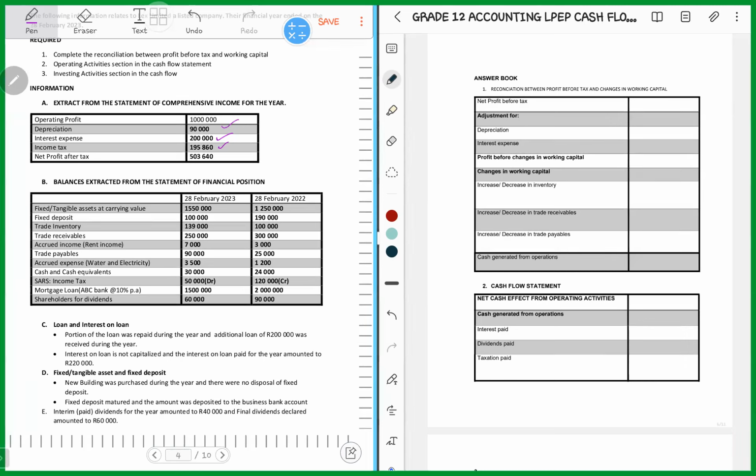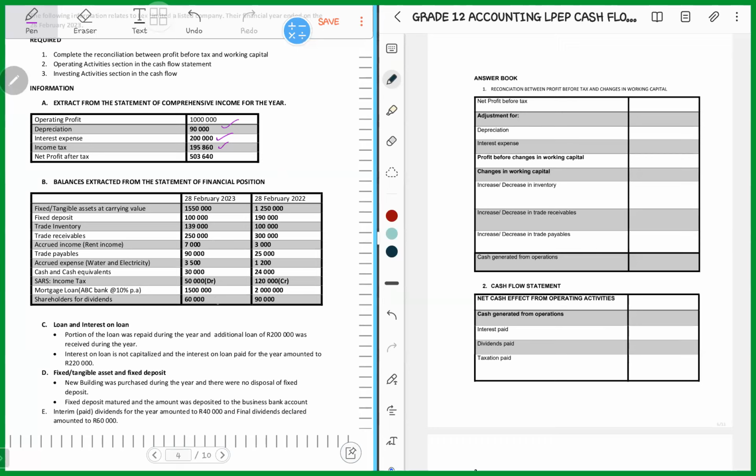Then we have trade inventory. Like before, it has increased. Any increase in trade inventory, it's a what? It is an outflow. Then we have accrued income this time around. Before that, we have the trade receivables. If you notice, trade receivables was 300,000. Then when the year ended, it's 250,000.